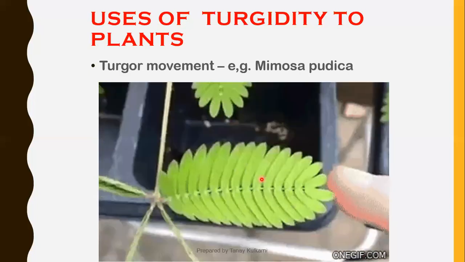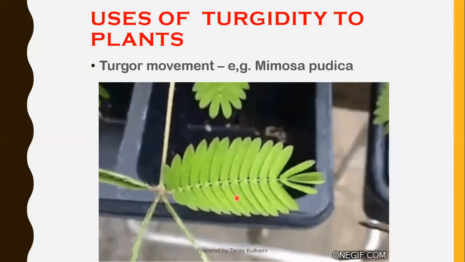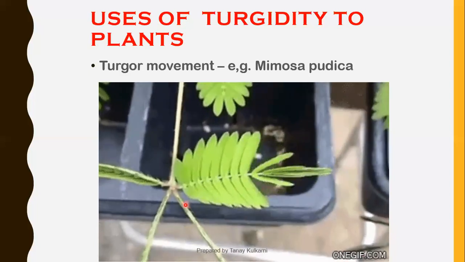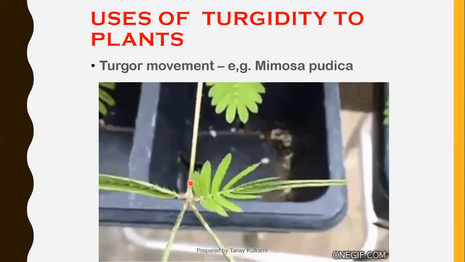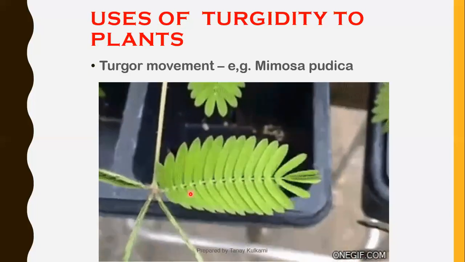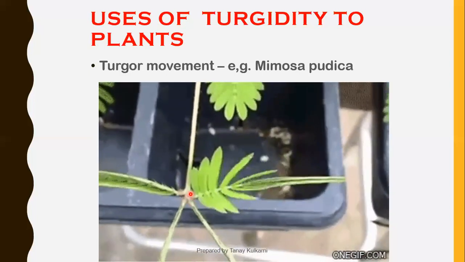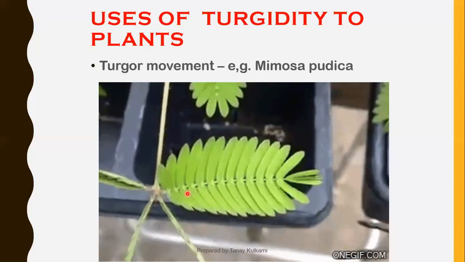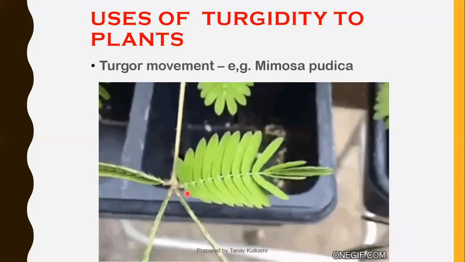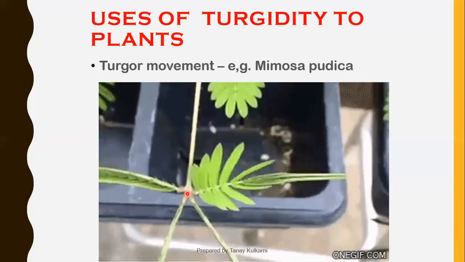In this plant, the stimulus of the touch will lead to the loss of turgor at the base of the leaflet. And at the base of the leaflet, there is a structure called the pulvinus. It is given in our textbook. The figure is given in the textbook.